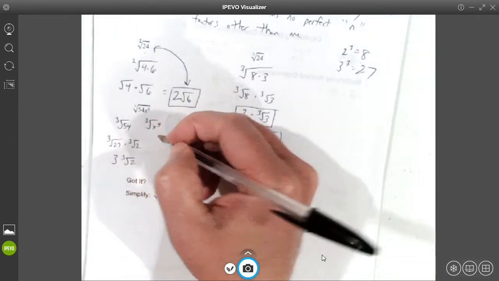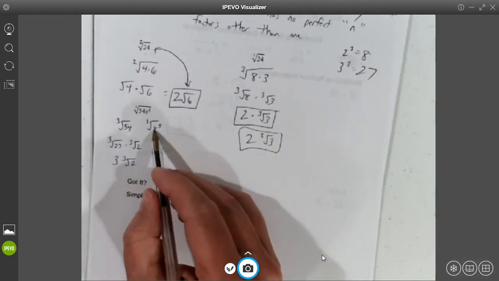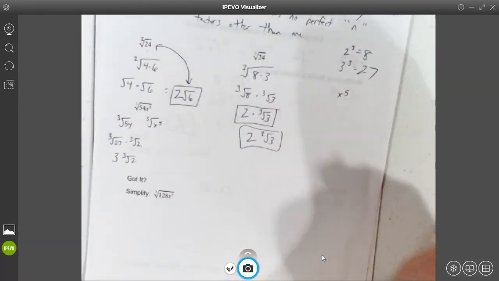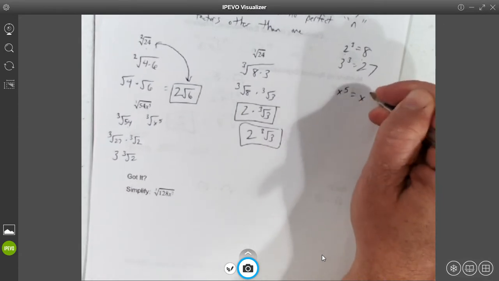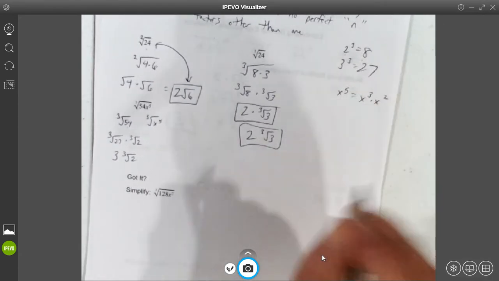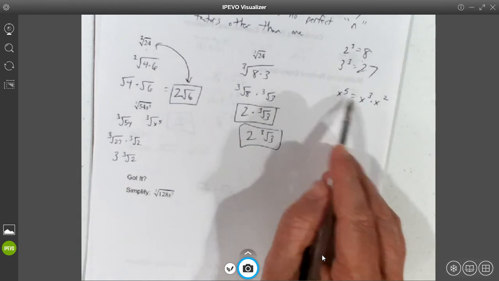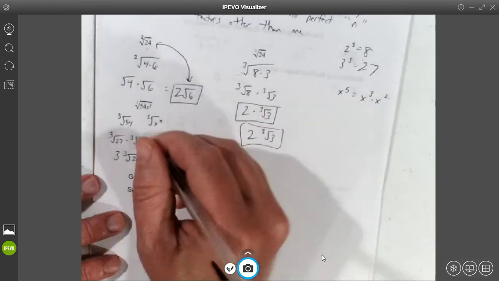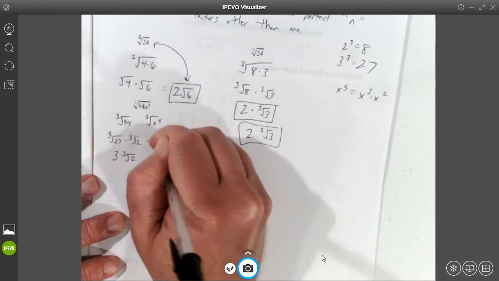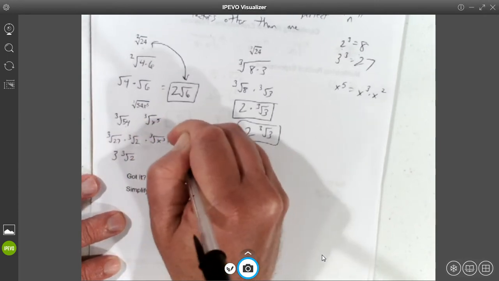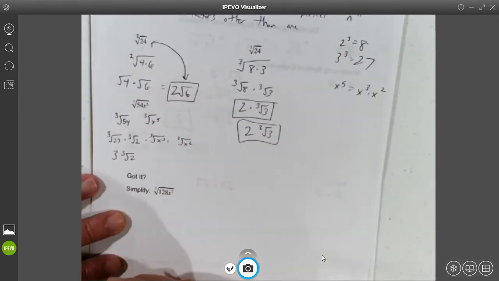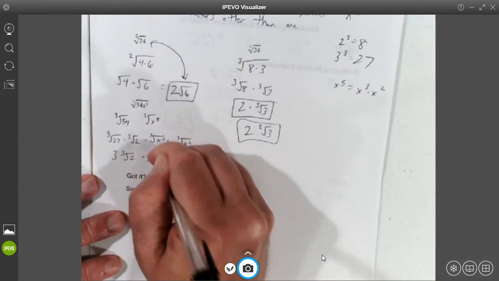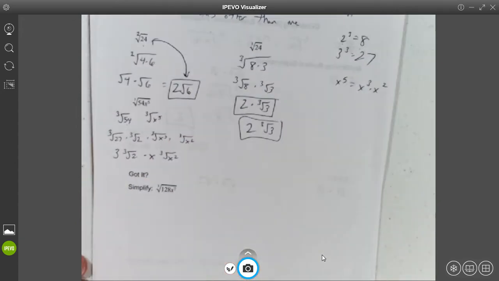Now, what about the cube root of x to the 5th? What is a perfect cube that is also a factor of x to the 5th? Well, remember when I multiply things with like bases, I can add the exponents together. So x to the 5th I can write as x cubed times x squared. So that would be the cube root of x cubed times the cube root of x squared. And the cube root of x cubed is just x. And the cube root of x squared, I don't know what that is, so I just leave it the cube root of x squared.